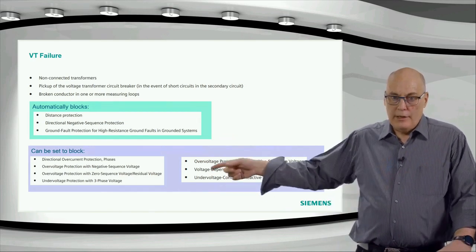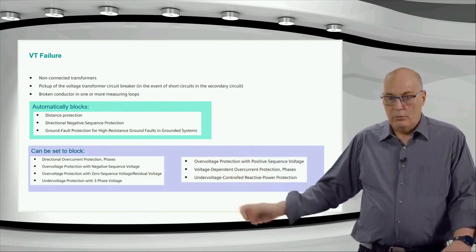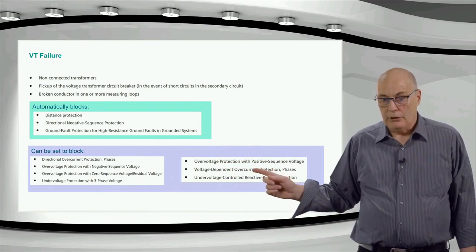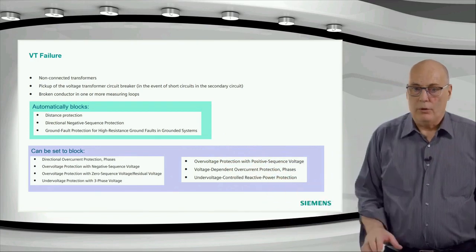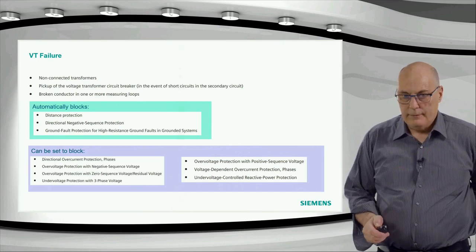Optional settings: you can set it to also block other functions like normal directional overcurrent, over voltage protection or under voltage protection, which can all optionally be blocked.